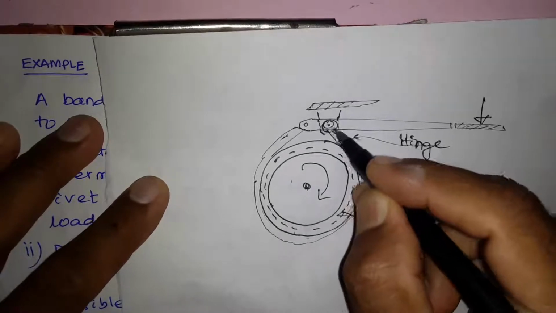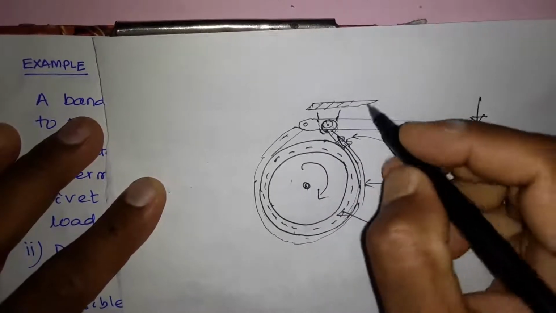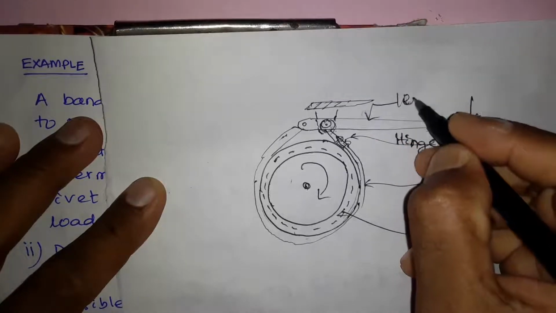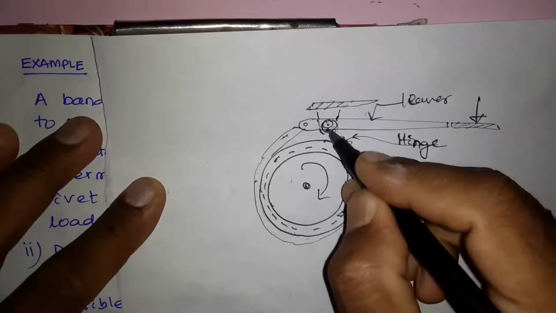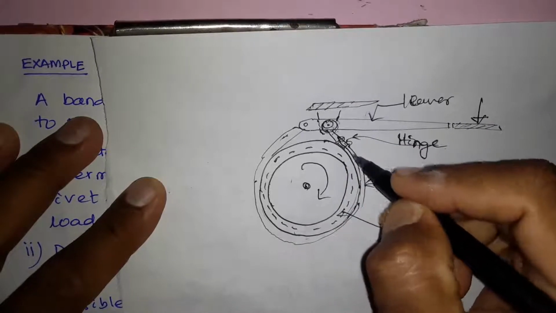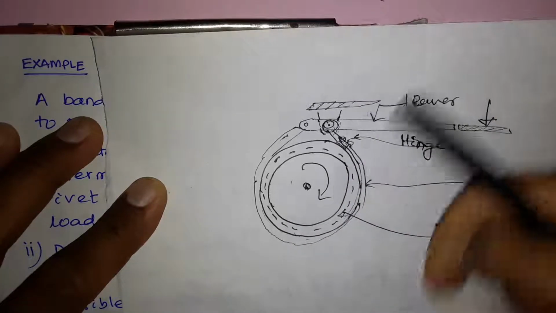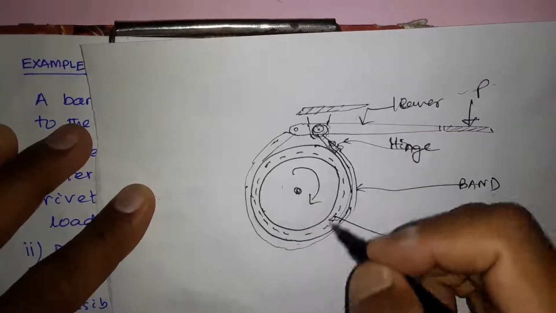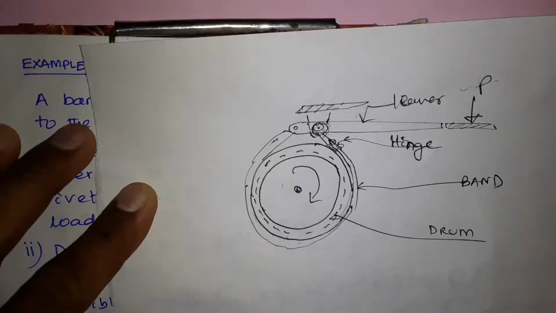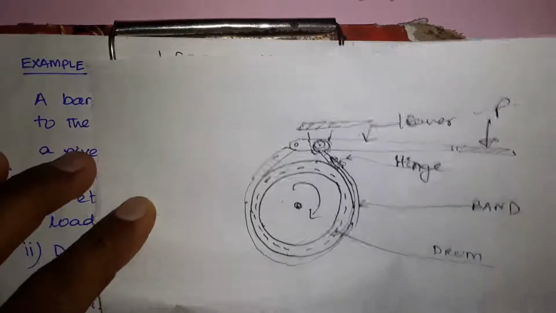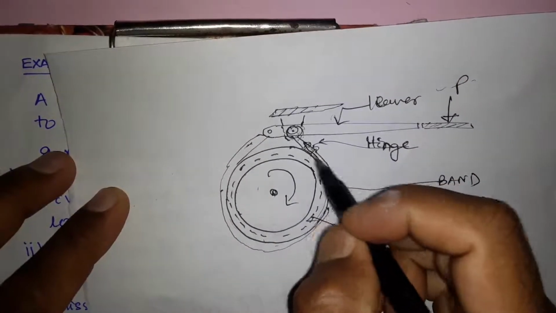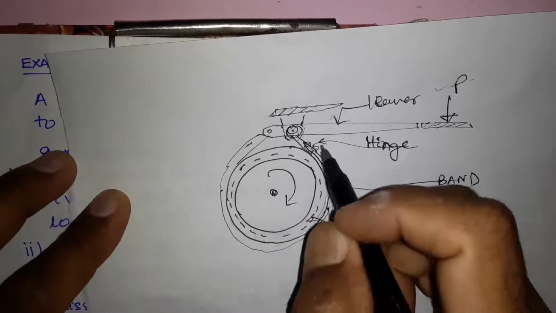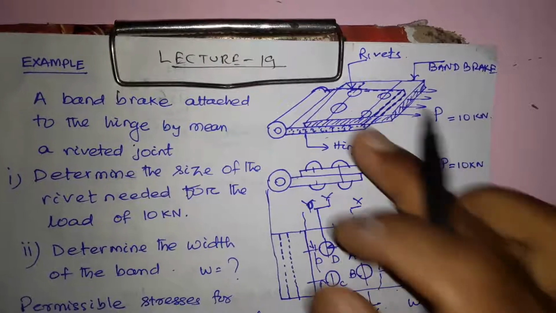The hinge is this one. Hinge is connected to the lever. This is the lever, and to that the hinge is connected. To the hinge the band is riveted. Once you apply a force P to that, it will be pressing against the drum of the wheel and try to stop this brake. So this is the application of the band brake. The band brake is attached to the hinge by means of a rivet. So this is what I am showing.